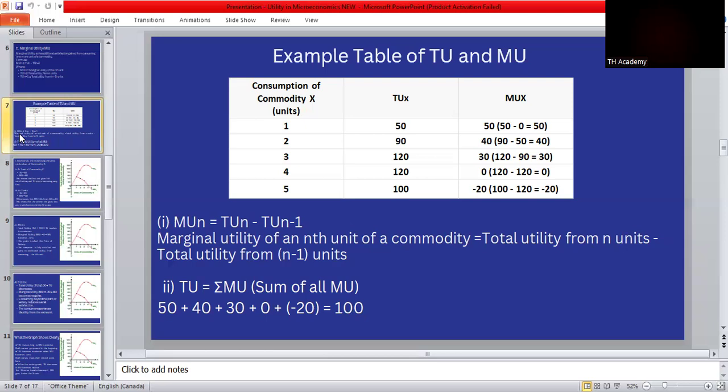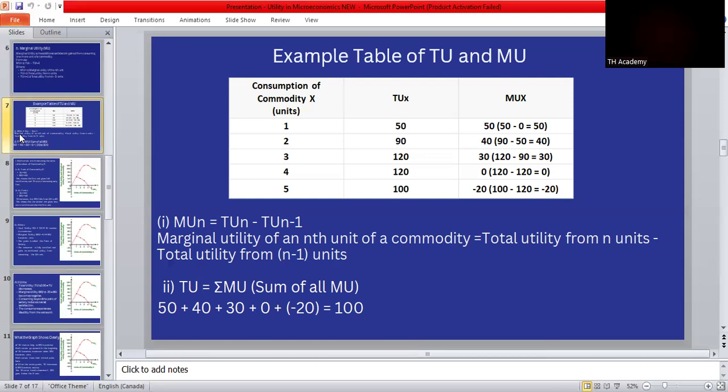So this is the point where you are fully satisfied. Eating more does not give extra happiness. So the fifth unit actually reduces TU to 100. So marginal utility becomes 100 minus 120, that is negative 20. So this shows that too much consumption can lead to discomfort or dissatisfaction.